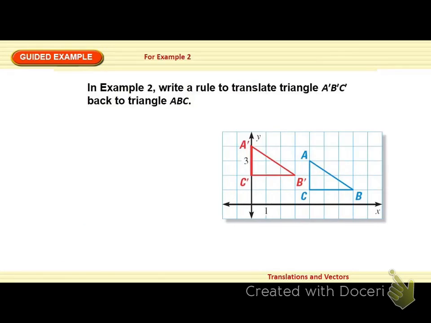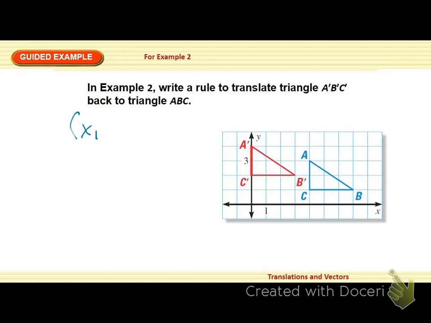Okay? All right. Next one says write a rule to translate triangle A prime, B prime, C prime back to triangle ABC. So you take a shot at that. Write the rule that takes the image and maps it onto the pre-image. Stop the video, start it back up, and give it a shot.